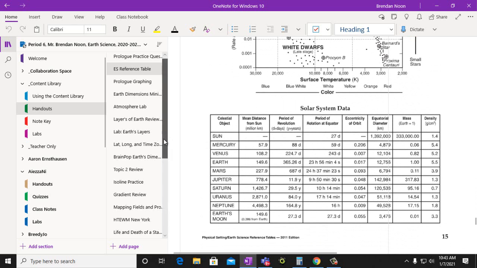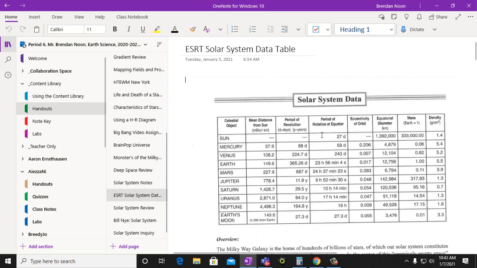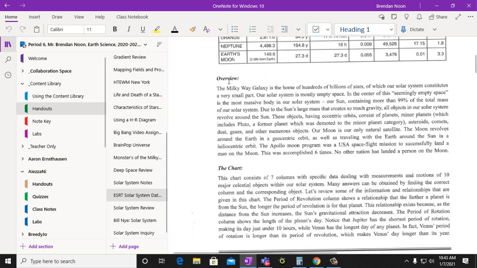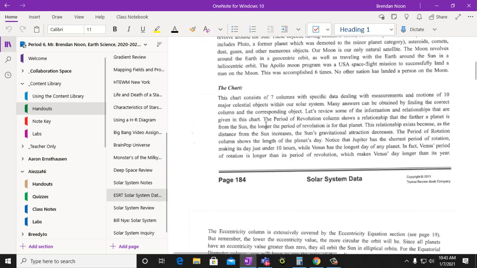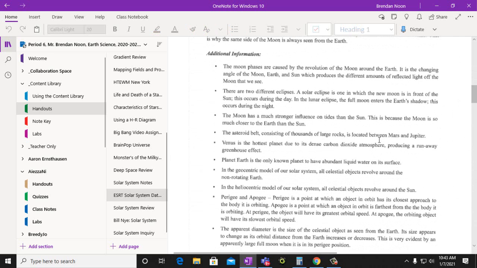So what we're doing here is we're just going to answer questions about the solar system data table. You should read all this so you understand the chart about the different columns, specific data that's in it, all types of information about moon phases that can be discovered in this. Venus being the hottest planet due to dense carbon dioxide producing runaway greenhouse effect. All this information that's given to you is because you're going to get questions on it. All the answers to all these questions are in here.